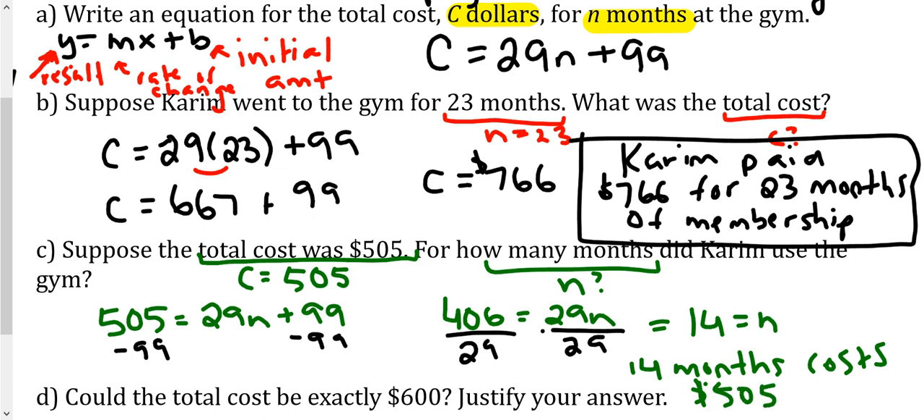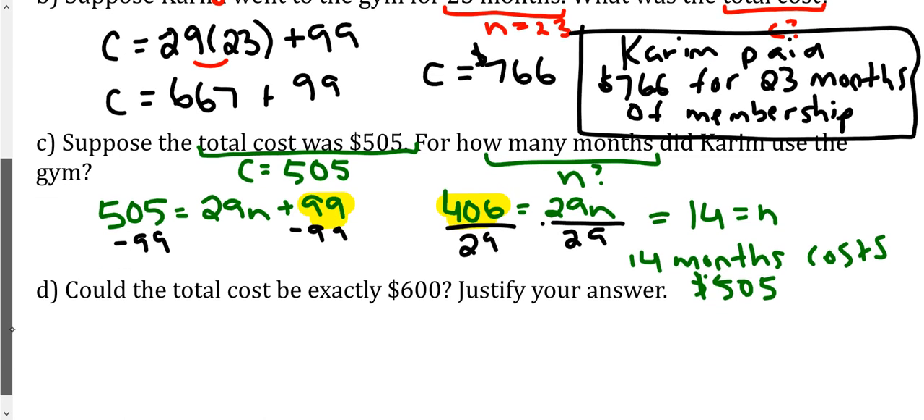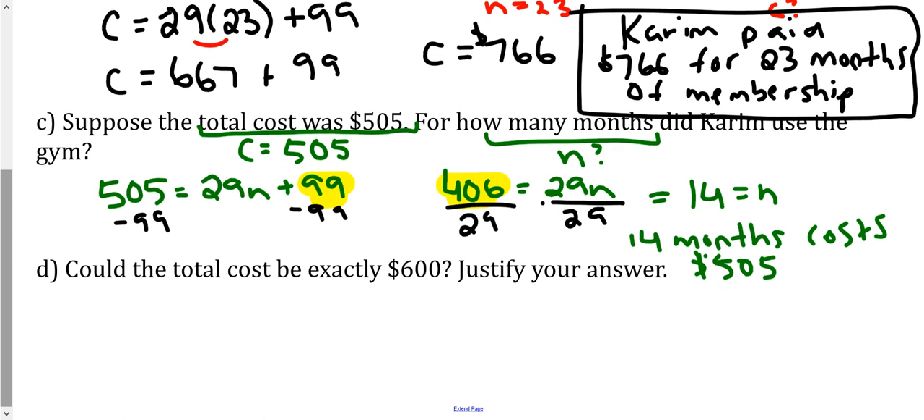Right, essentially, if we look back at our steps, we're paying $406 worth of monthly membership fees and that $99 for that initial fee. Right? And that tells us that 14 months gets us up to that price. Could the total cost be exactly $600? Justify your answer. Right? Essentially, this is kind of asking us, is this data continuous or not?